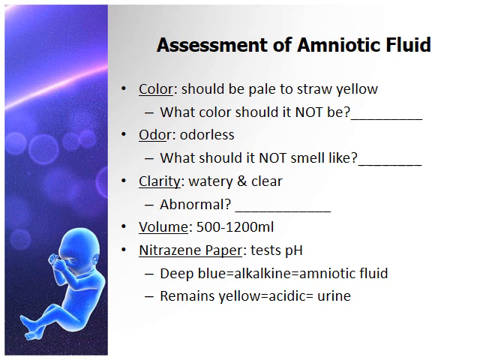The color is the first thing. What color was it? And since you now know that amniotic fluid consists of baby pee, it should be obvious. It should be pale to straw yellow, right? Because that's the color of urine. What color should it not be? It should not be green, and it should not be brown.